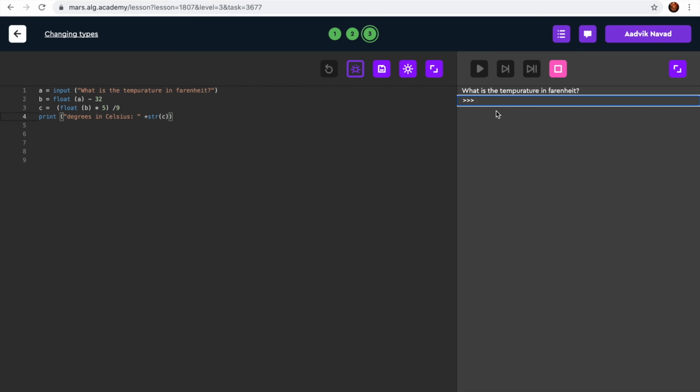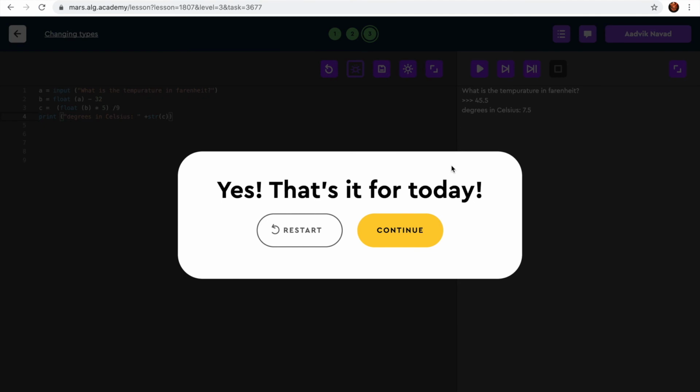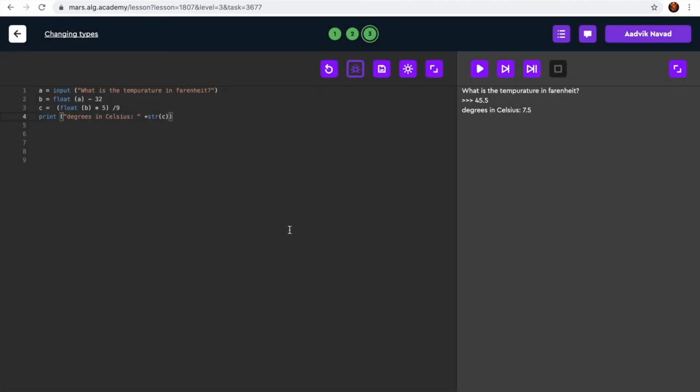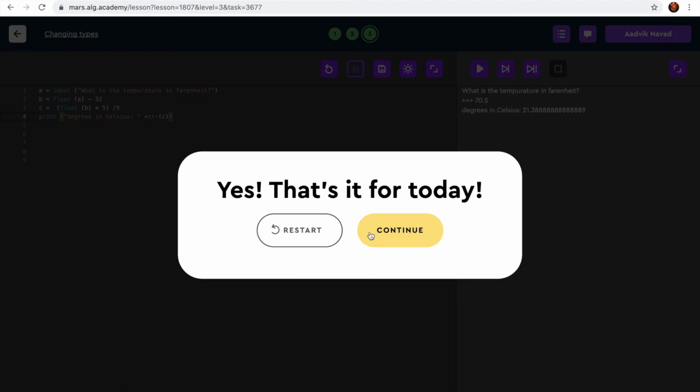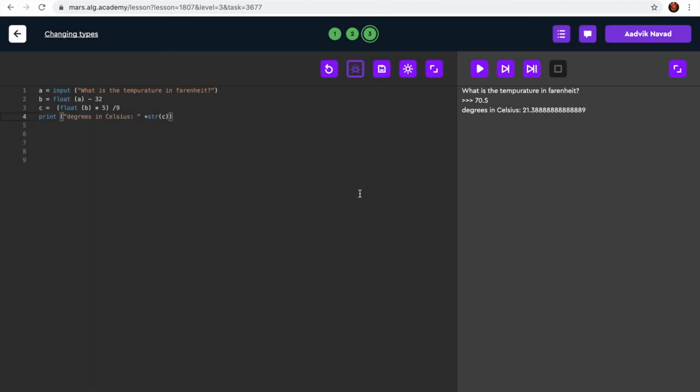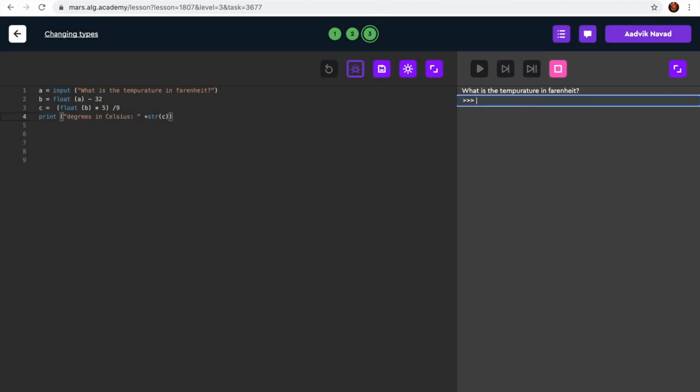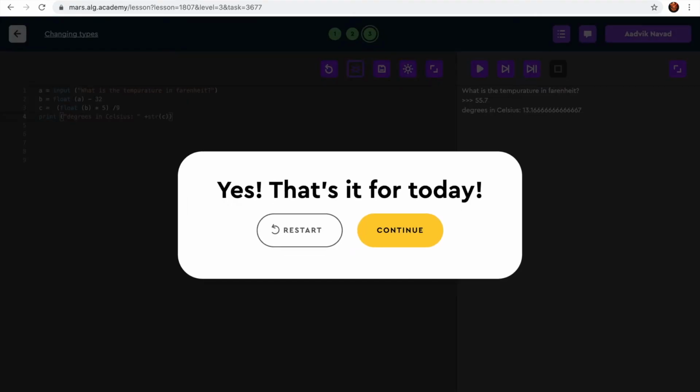So what is the temperature in Fahrenheit? It could be 45.5. The degrees in Celsius is 7.5. I can do so right now. I think the temperature here in London is 70. I'm just putting 5. No, it's a lot cooler than that. 65. I say 50 maybe. 55. Let's go 55.7 degrees Celsius. 13.1.